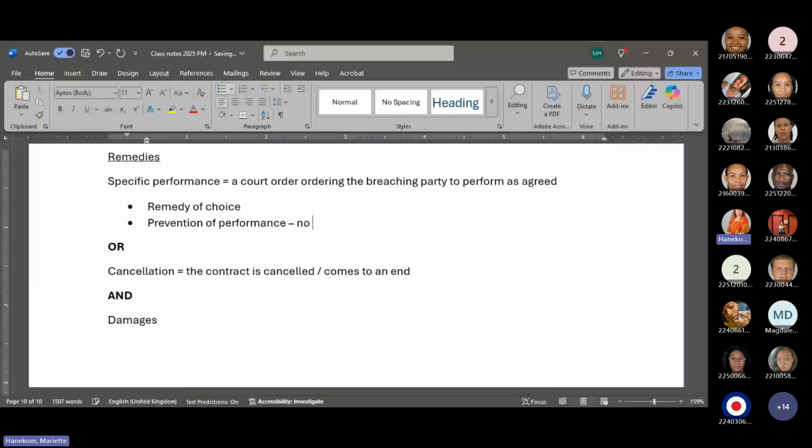There will never be an order for specific performance. Why not? Logic once again. If the type of breach is prevention of performance, why will the court then not give the remedy of specific performance?